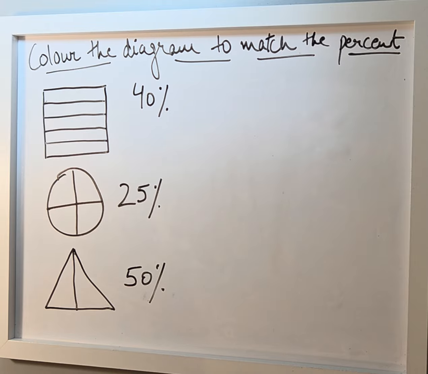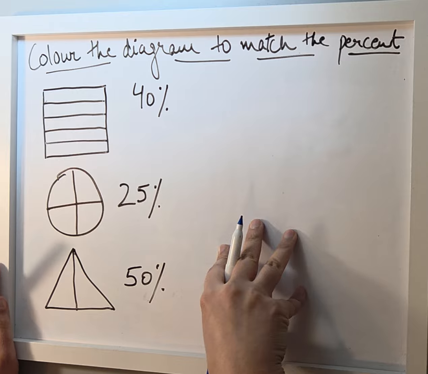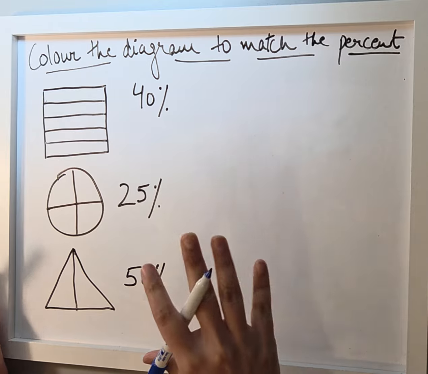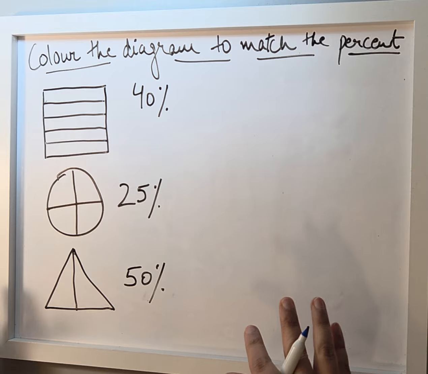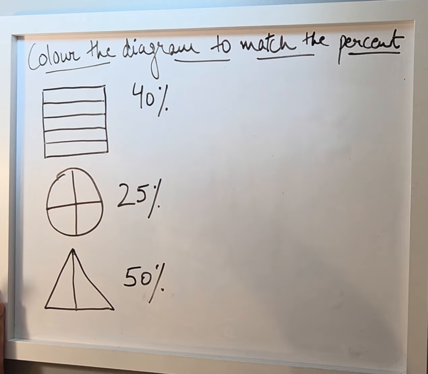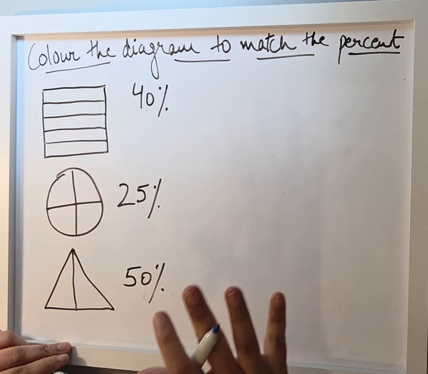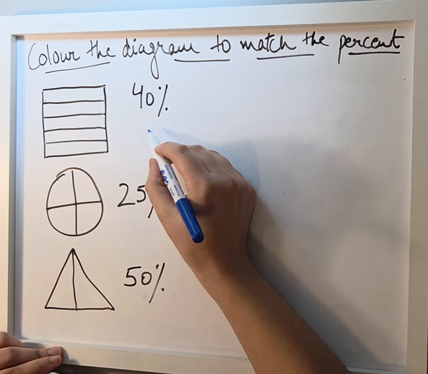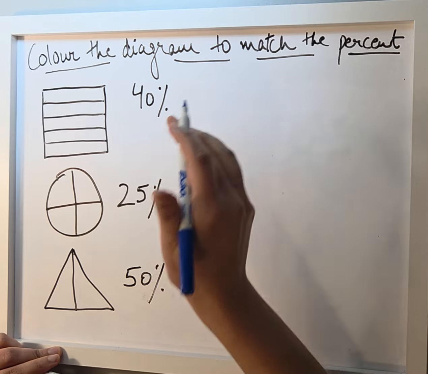Hi everyone. So today we'll be talking about how to represent percentages in some form of a diagram, and how we understand it in terms of a pictorial representation. So let's try to understand with an example. Whenever we have percent, it means per 100.